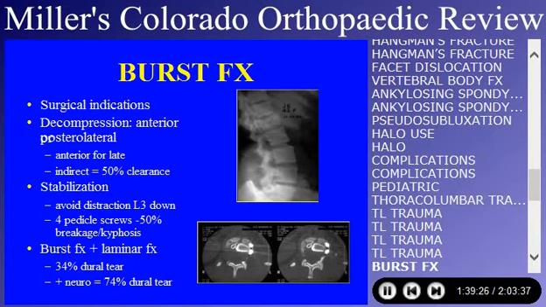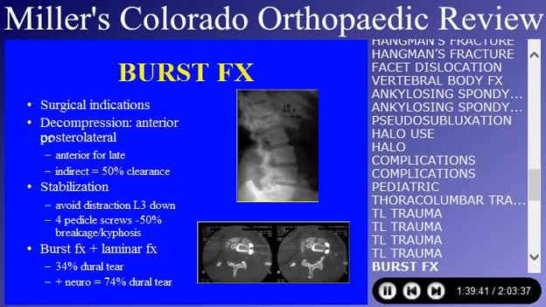If there is a burst fracture and a laminar fracture and an associated neurologic deficit, then the chance of finding a dural tear at surgery is as high as 74%, and many times you will find a nerve root entrapped in that laminar fracture.